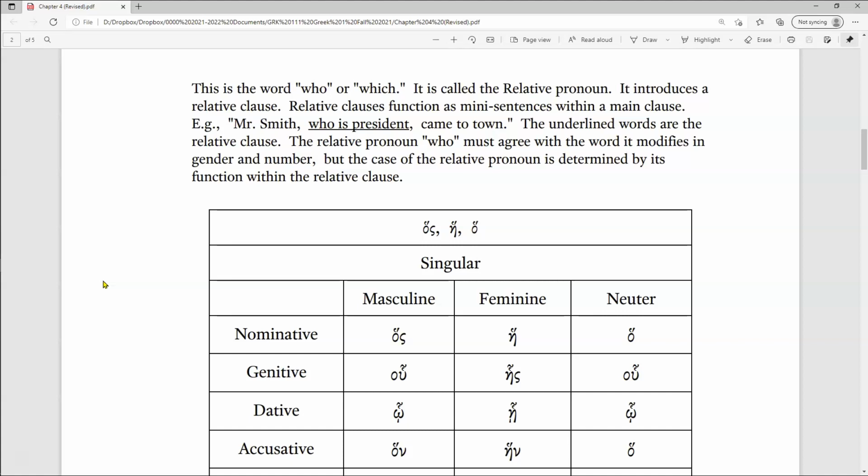Right. So if it's is or seem or appears to be, all those can take predicate nominatives. But if it's any kind of action verb, he hit the wall, whatever receives the action of the verb is going to be an accusative case.